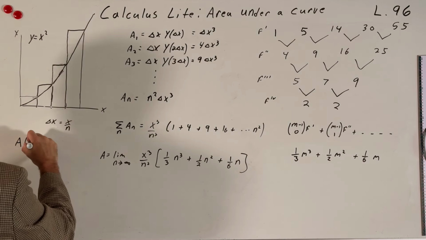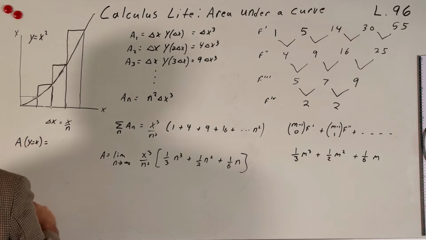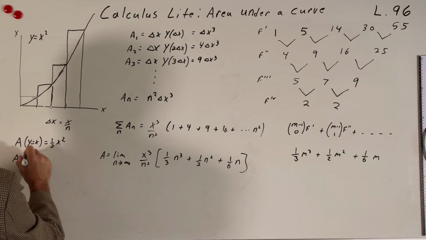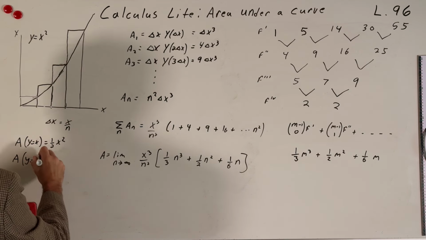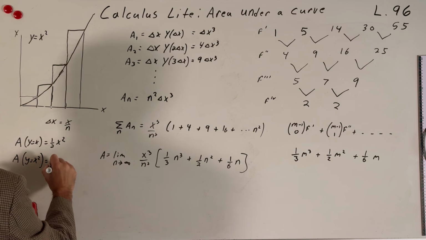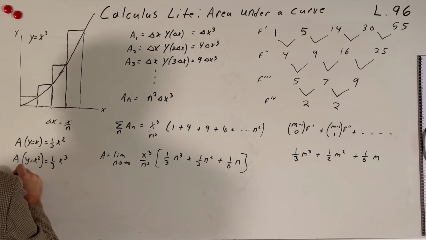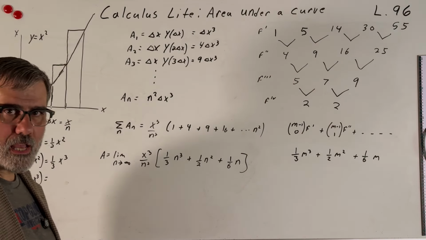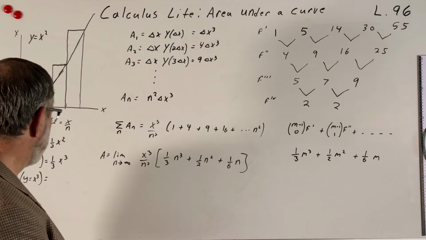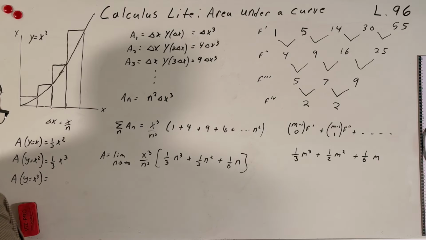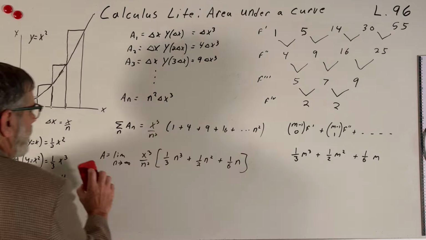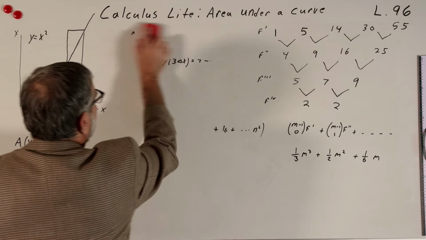For the area of y equals x, we found that the answer was 1/2 x squared. The area for y equals x squared, we just found, is equal to 1/3 x cubed. Can you guess what it will be for y equals x cubed, if we were to do that problem exactly like we did here? Anyone want to guess what the answer would be? 1/4 x to the 4th. Exactly.